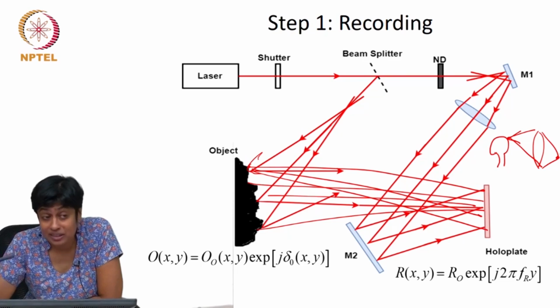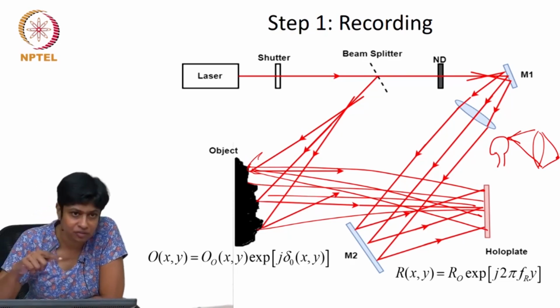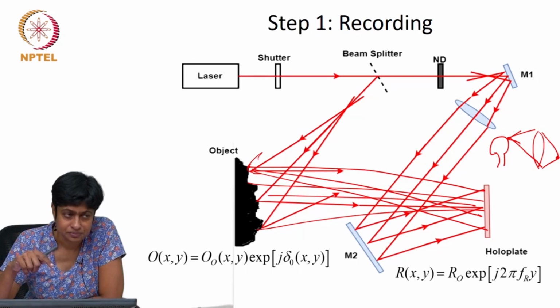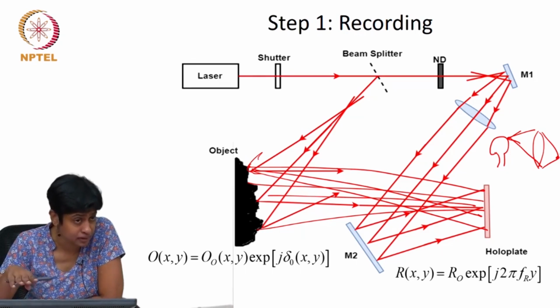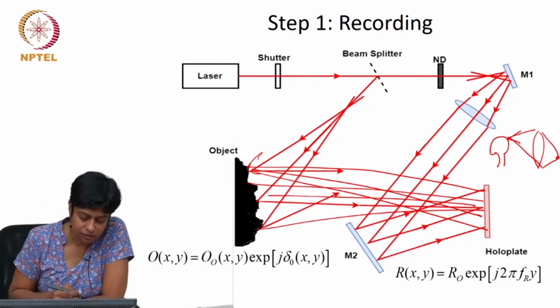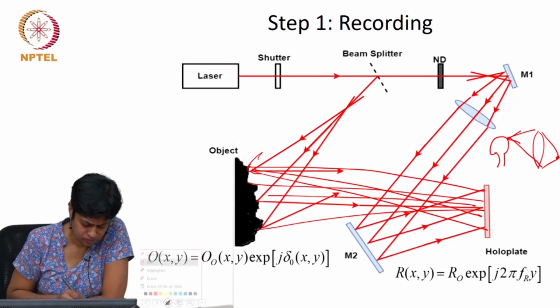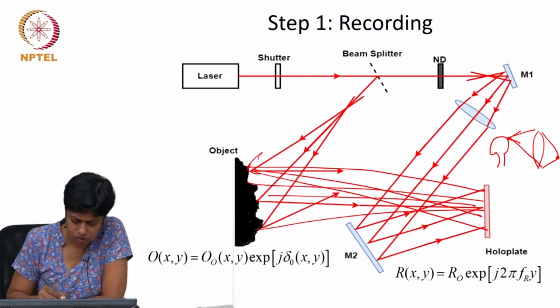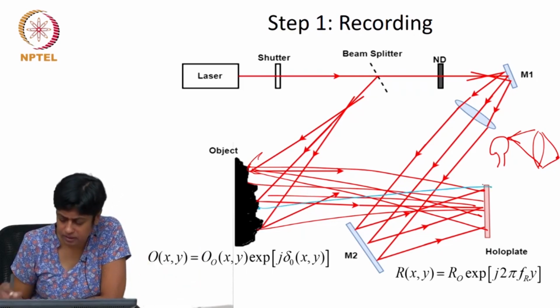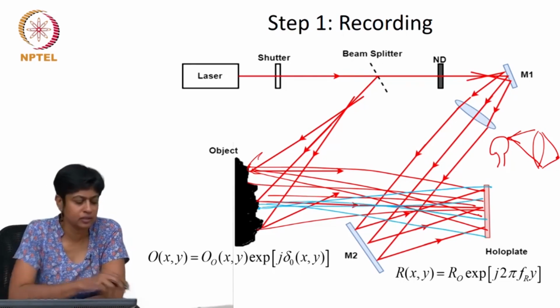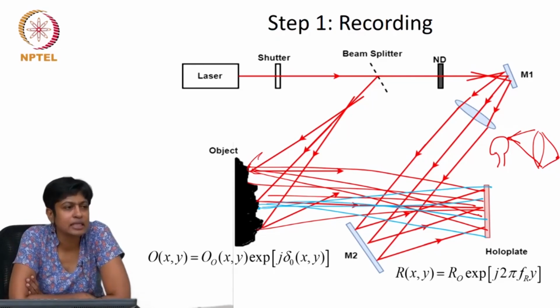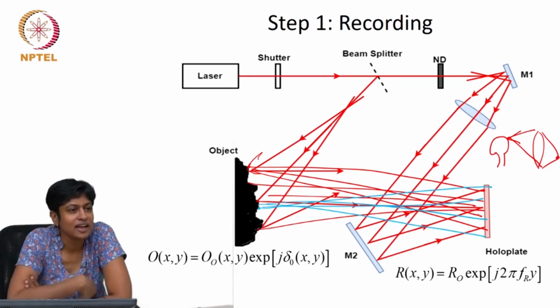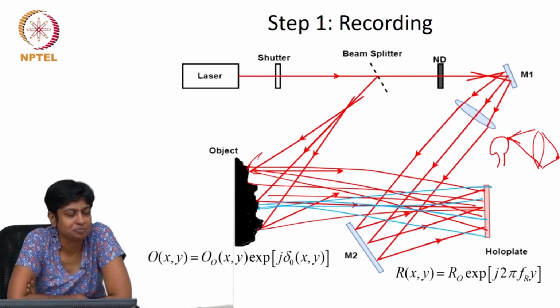Because I'm not capturing the image directly, I'm capturing the interference pattern, okay? So that's not an issue here. But there is a big advantage in saying light from one point. So let's say this point, it hits this part of the plate, this part of the plate, this part of the plate, this part of the plate. What is the advantage in having that light hit every single part of the hologram?